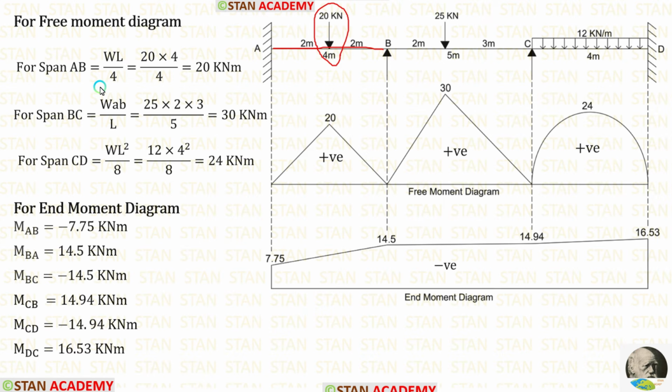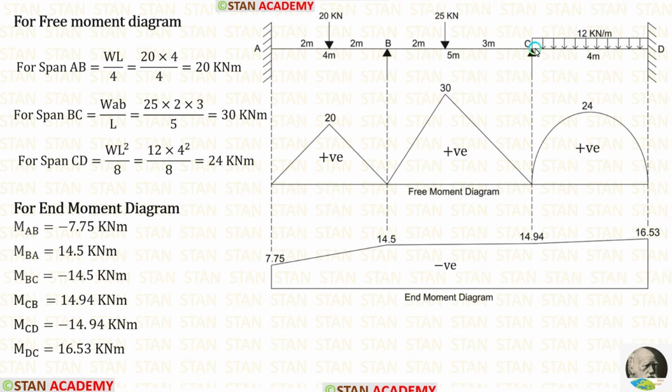If a point load is acting on the center, the bending moment formula in the simply supported beam is WL upon 4. Here W is 20, L is 4. When we apply inside the formula, we are getting 20 kN meter. In the simply supported beam, if the point load is not acting on the center, the formula to calculate the maximum bending moment is WAB upon L. Here W is 25, A is 2, B is 3, L is 5. When we apply inside the formula, we are getting 30 kN meter.